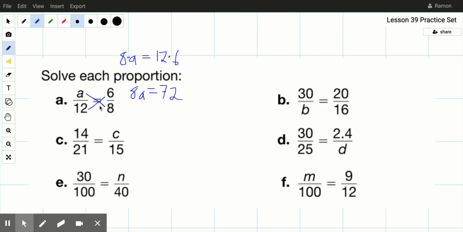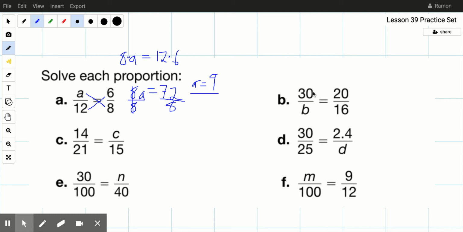So after you've cross multiplied, you're going to have two sets of factors, 8A and then the 72. And then from here, it's just a one-step equation solving for the variable. Since 8 and A are being multiplied, we use the inverse operation, which is division. And once we divide, we see that A is equivalent to 9. So that's all there is to cross multiplying. And all this is really just practice. Making sure that we're multiplying correctly, making sure that we're simplifying if we can.